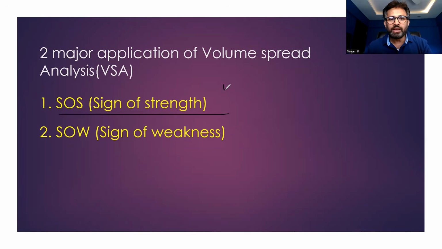Sign of strength means in the bearish market, when supply gets exhausted, that means sellers got exhausted and buyers come into the play, that is called sign of strength. That means strength of buyers. After a strong bearish market, when sellers or supply gets exhausted, that is known as sign of strength.